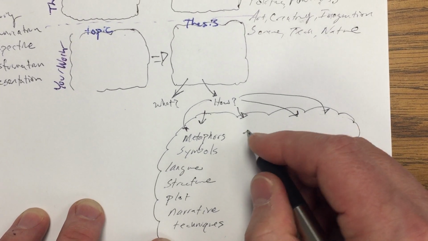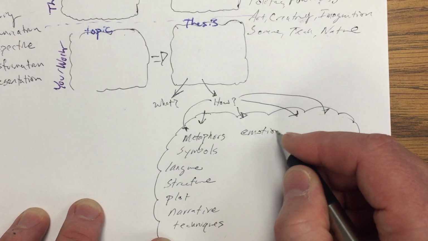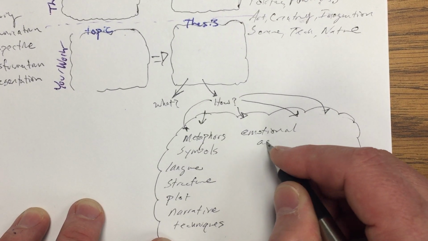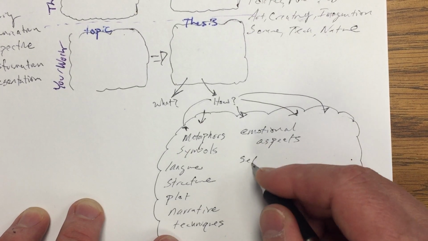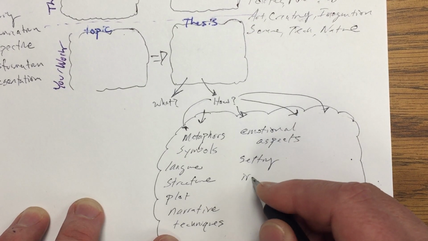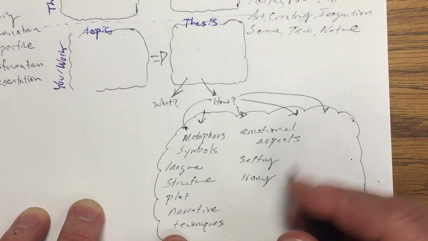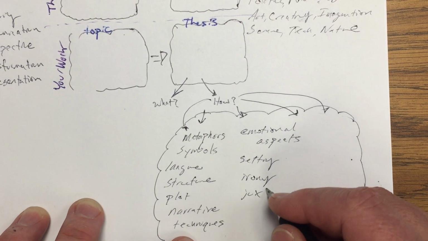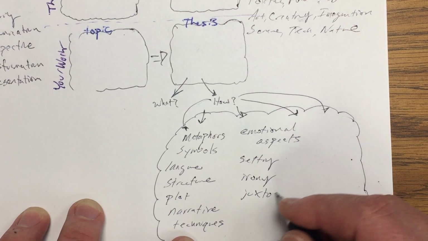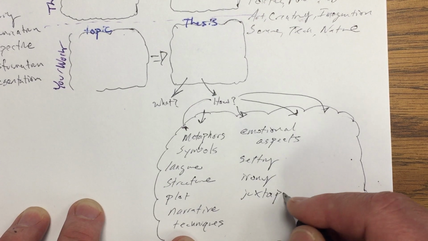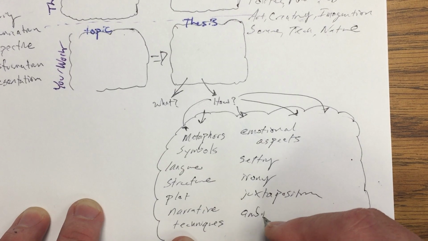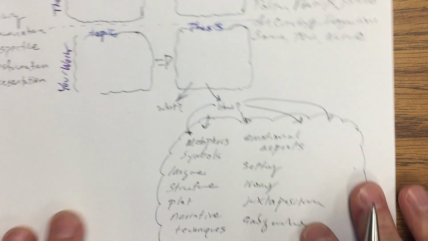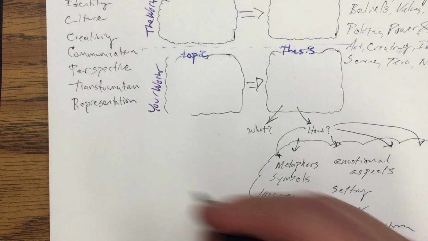You might look at the emotional aspects of the story. You might look at things like setting, or an irony that's present in the story. You might look at things like juxtaposition and how that's used as a technique, or ambiguity.